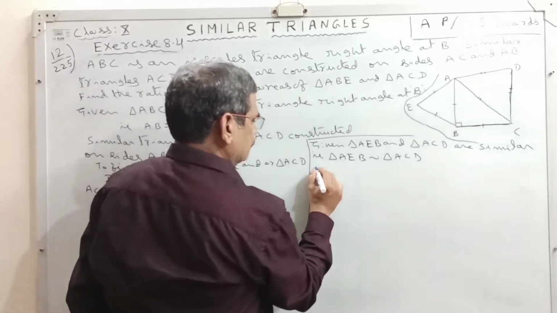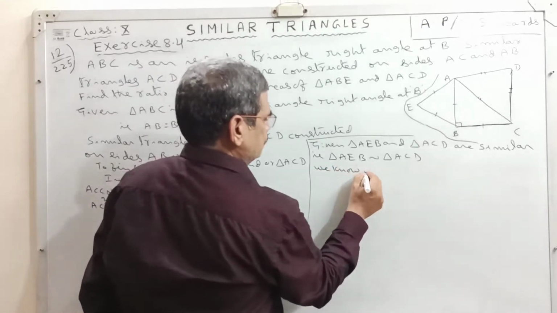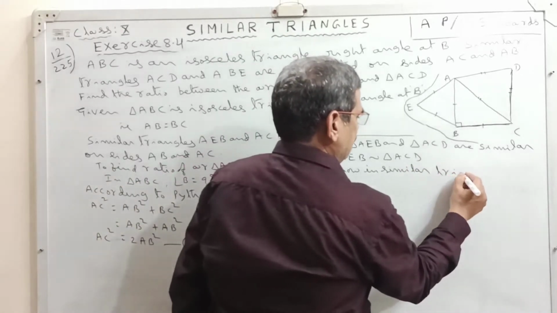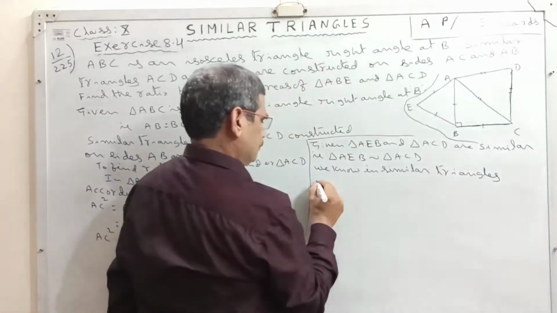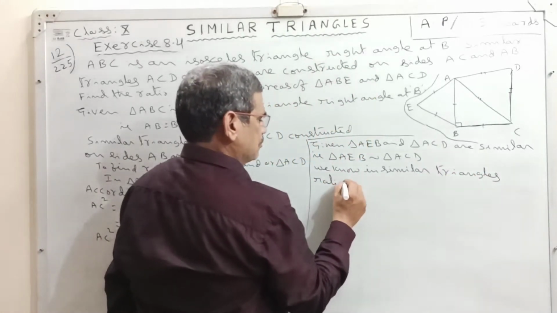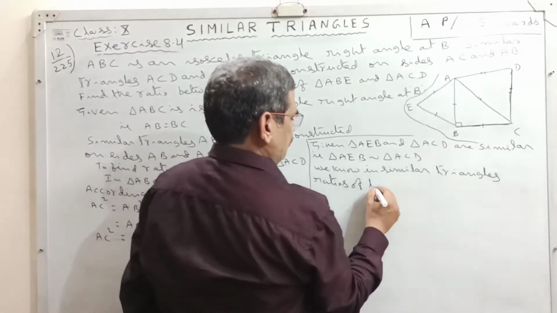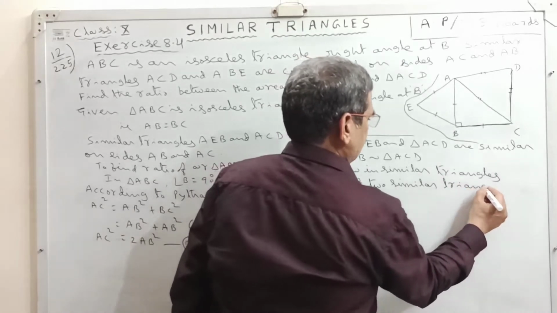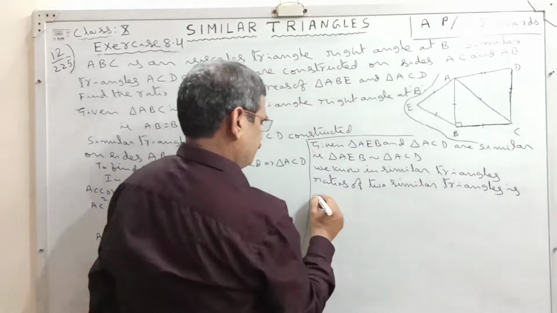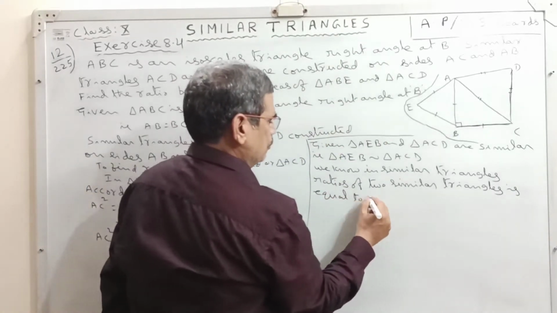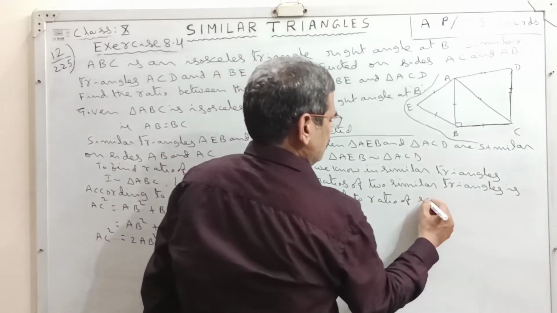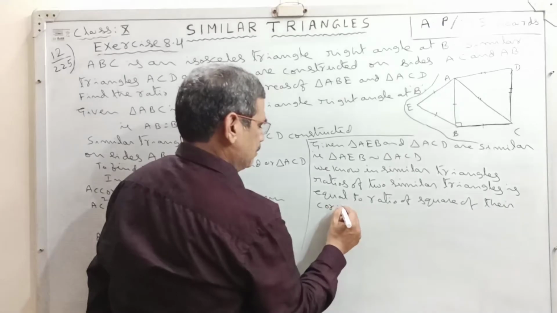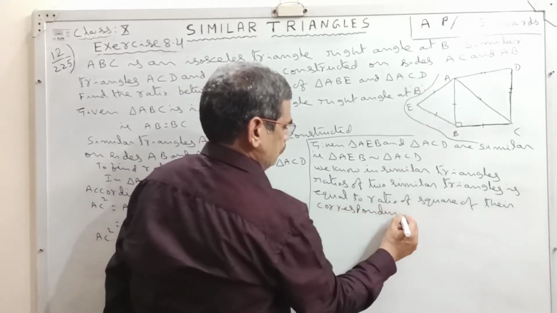So that is what I am writing here. We know in similar triangles, the ratio of the areas of two similar triangles is equal to the ratio of the squares of their corresponding sides.